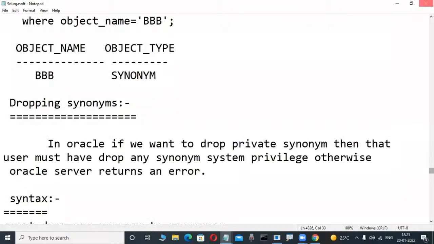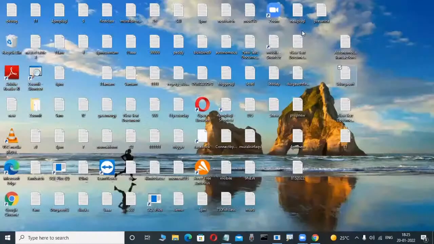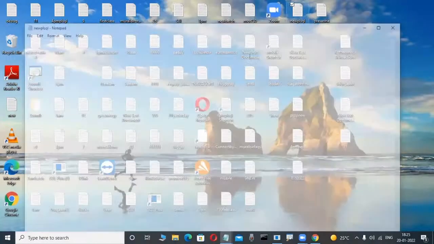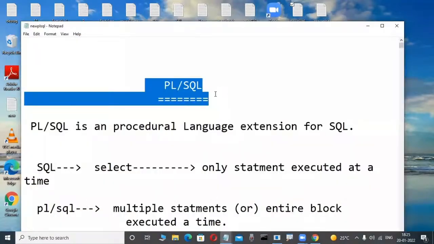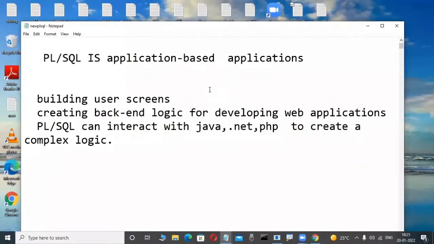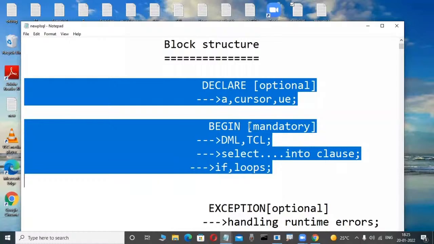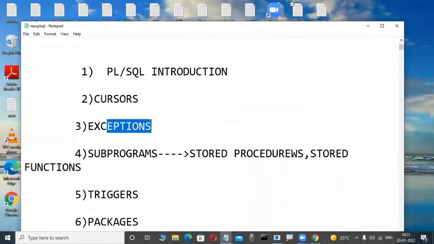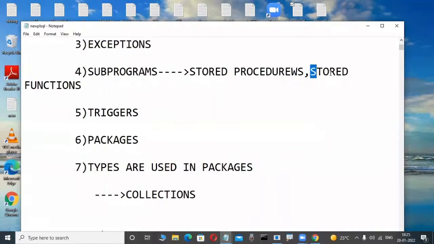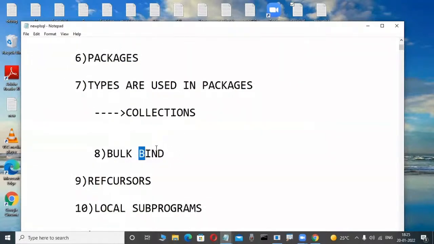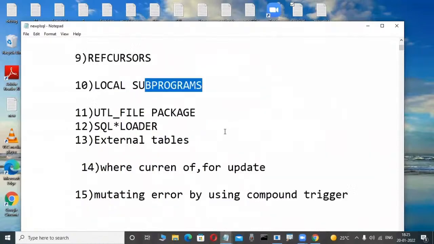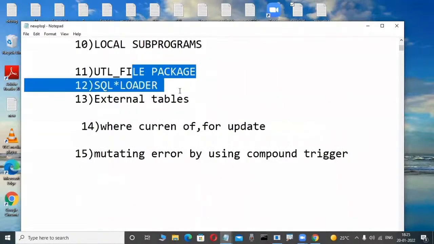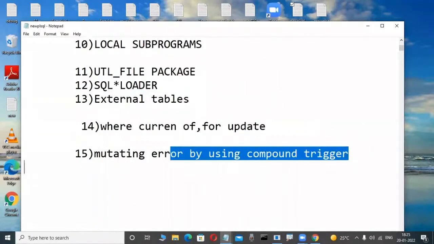Okay, fine. We are learning. These are big concepts. Again, PLSQL means some little bit of coding is there. Don't be afraid. This is PLSQL. And PLSQL means you are writing this type of little bit of coding. In PLSQL there are cursors, exceptions, stored procedures, stored functions, triggers, packages, types, collections, bulk bind, ref cursors, local subprograms, UTL file packages, SQL loader, external tables, so many things like this. So much syllabus is there.